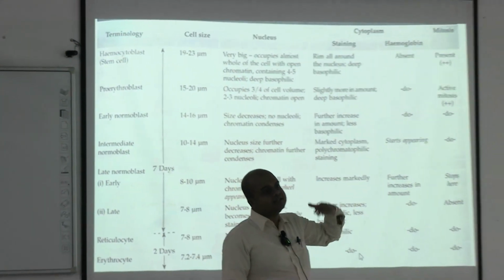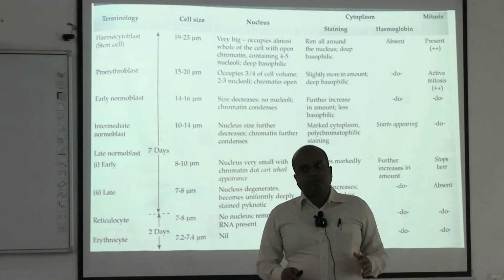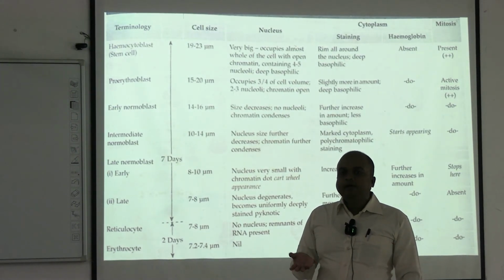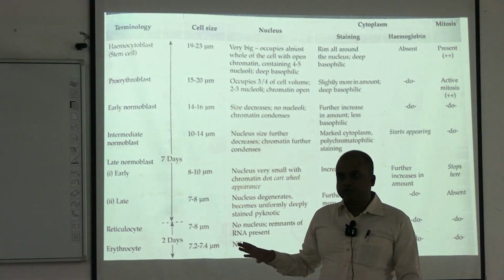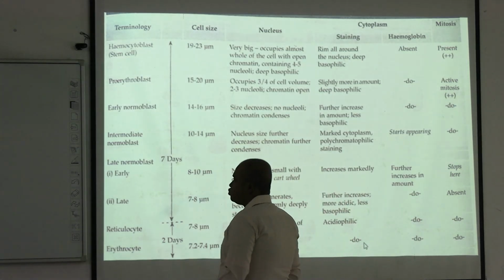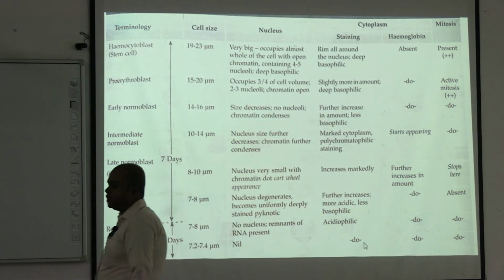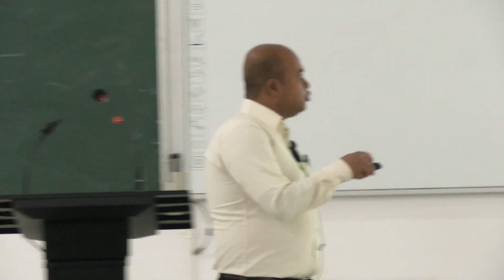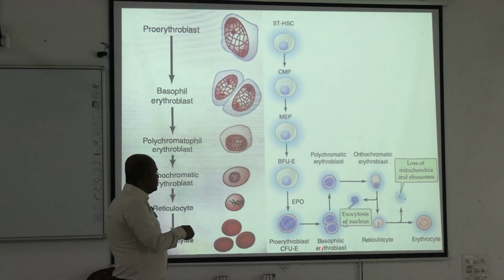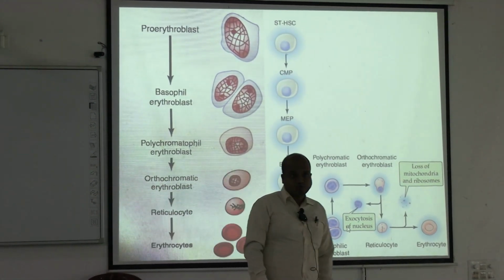Gradually the nucleus size is decreasing, the cytoplasm is increasing, and ultimately the nucleus is exuded during the transformation of orthochromatic erythroblast to form the reticulocyte. Hemoglobin starts appearing at the intermediate normoblast stage, which is the same as the basophilic erythroblast stage.